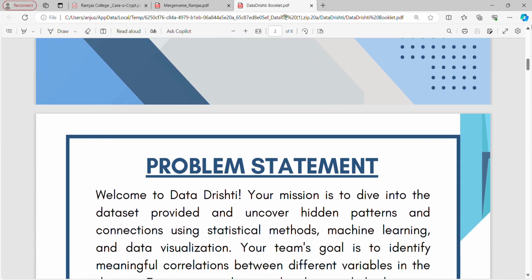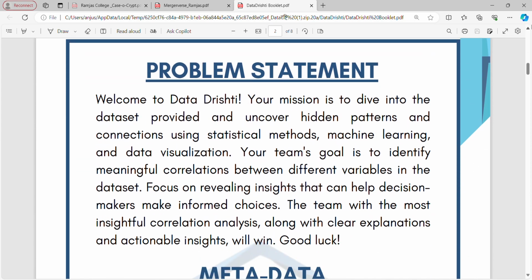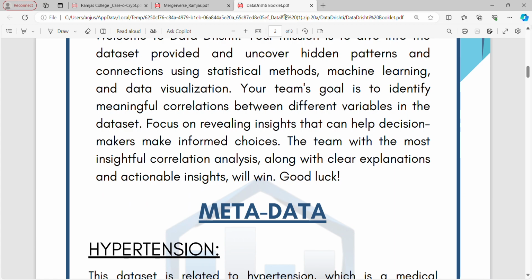Okay. The problem statement. Welcome to Data Drishti. Your mission is to dive into the data set provided and uncover hidden patterns and connections using statistical methods, machine learning, and data visualization. Your team's goal is to identify meaningful correlations between different variables in the data set. Focus on revealing insights that can help decision makers make informed choices. The team with the most insightful correlation analysis, along with clear explanations and actionable insights, will win.